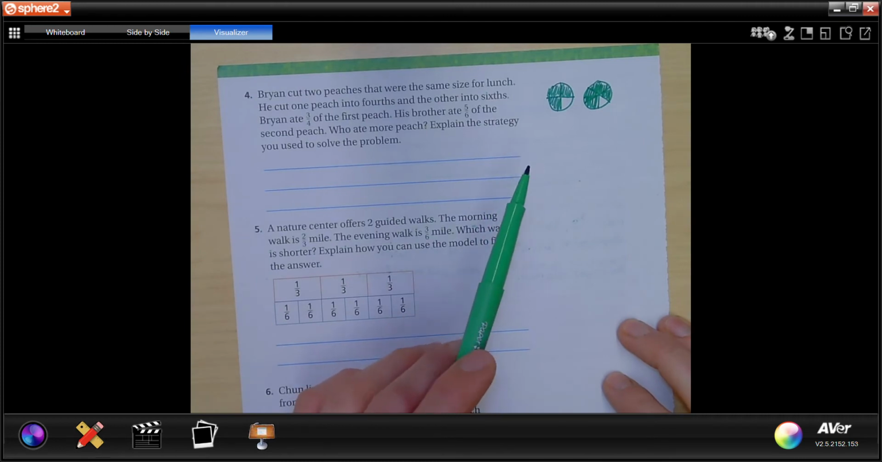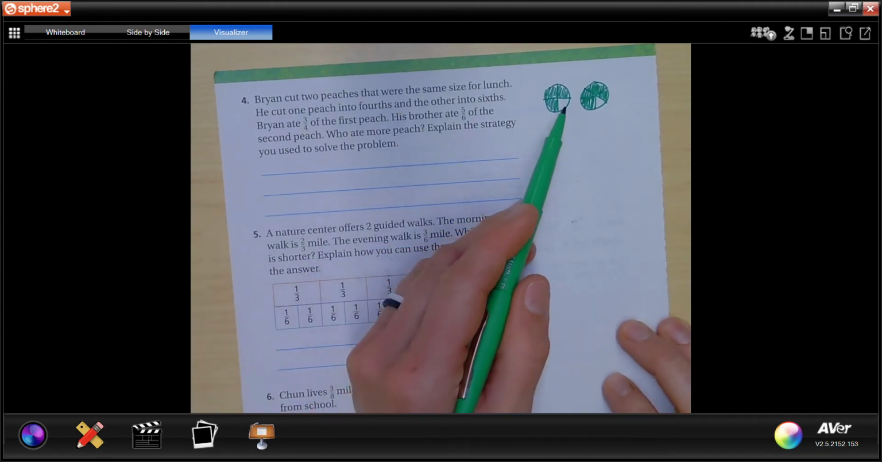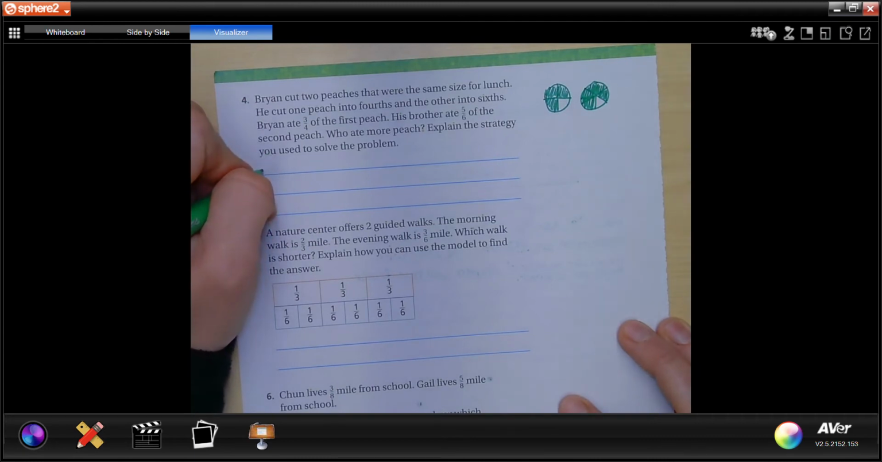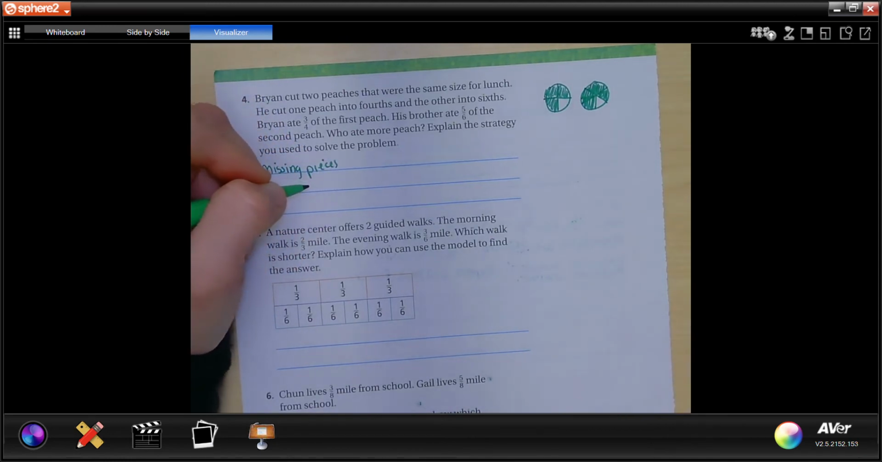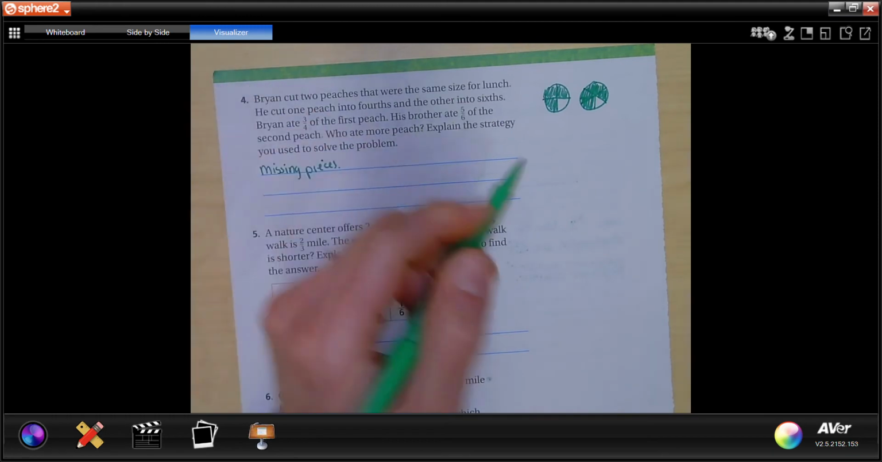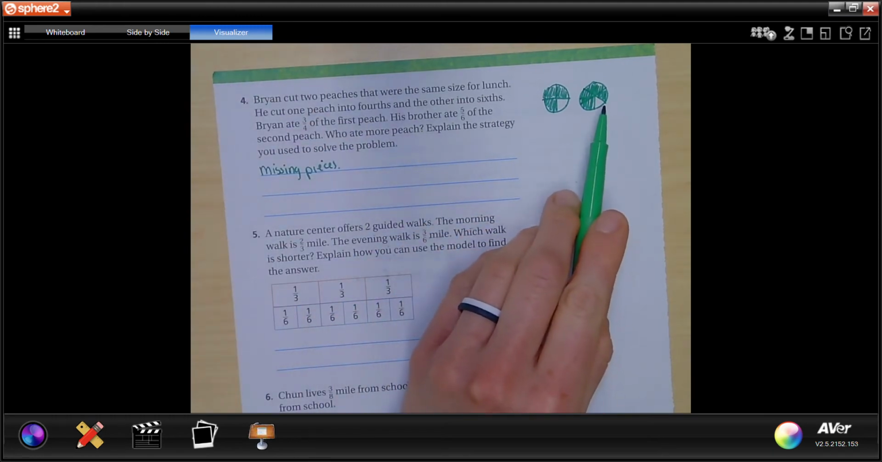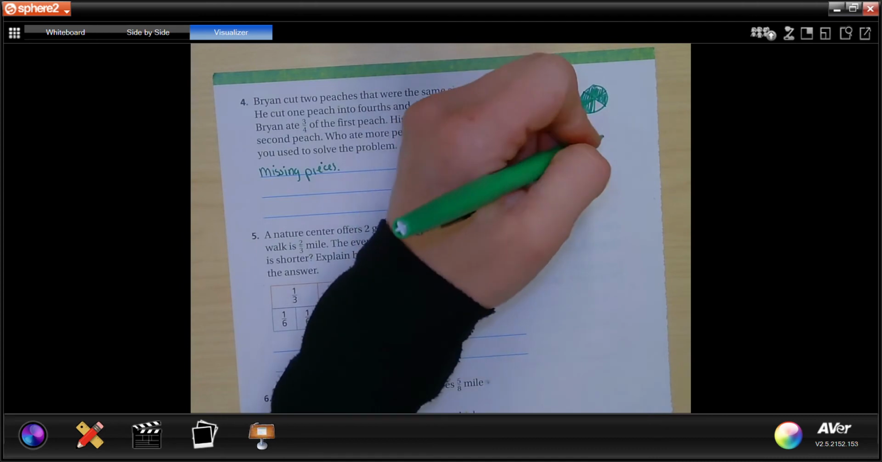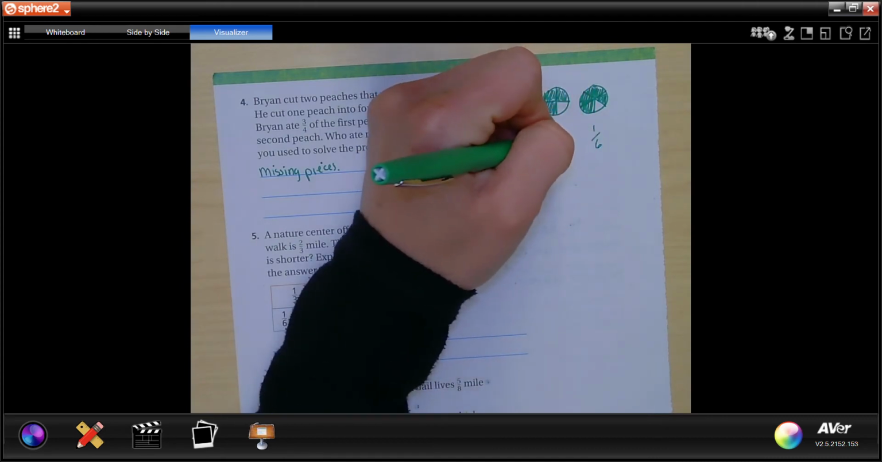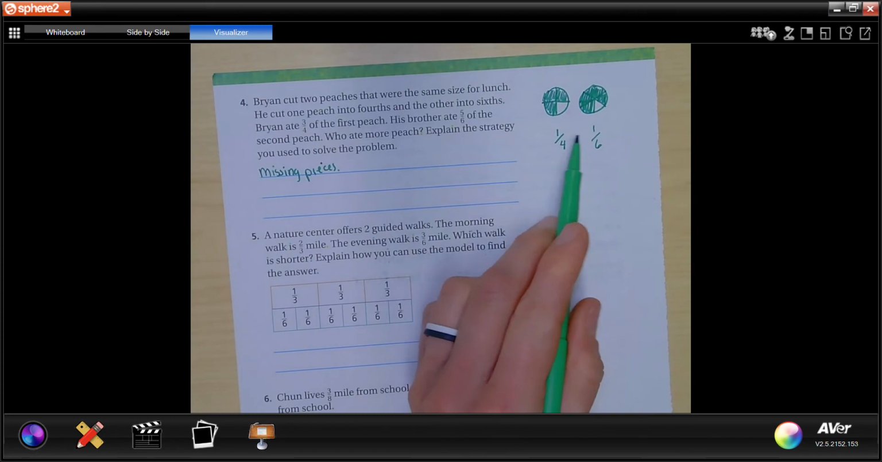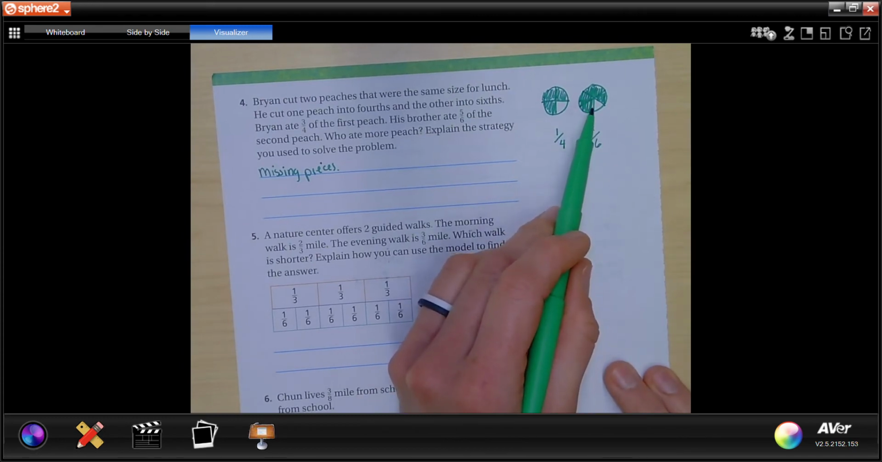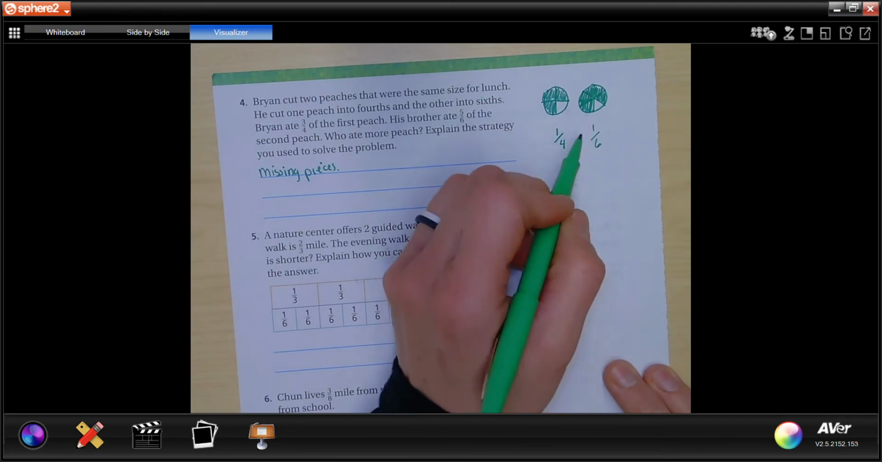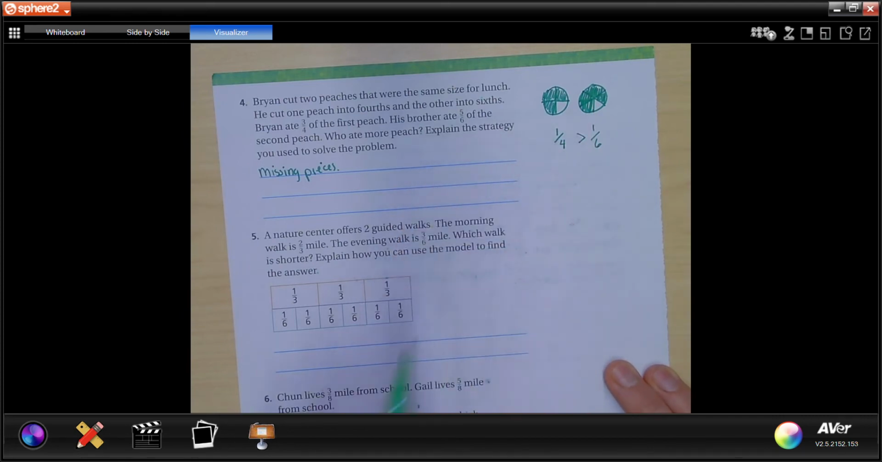Well, we use the missing pieces strategy because we're looking at what's missing. So, what do we have left here? We have 1/6 left here and we have 1/4 left here. 1/6 and 1/4. The numerators are the same, so if you look at the denominators, we know this was cut into smaller pieces. So 1/6 is less than 1/4.